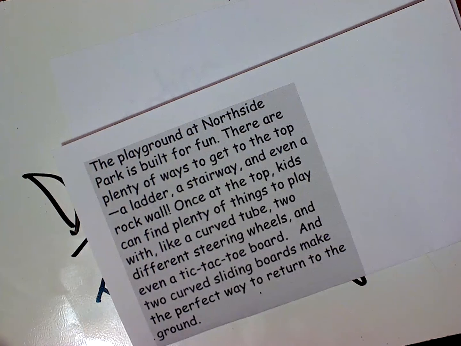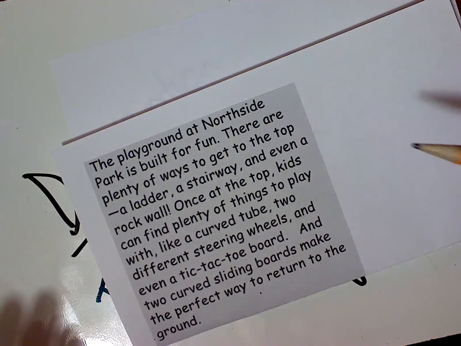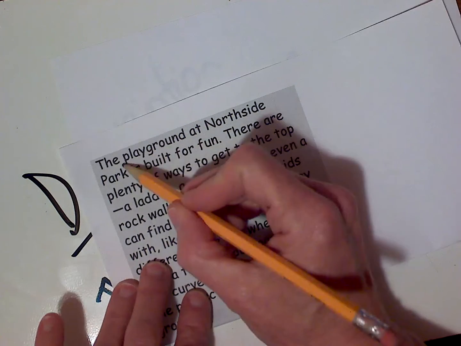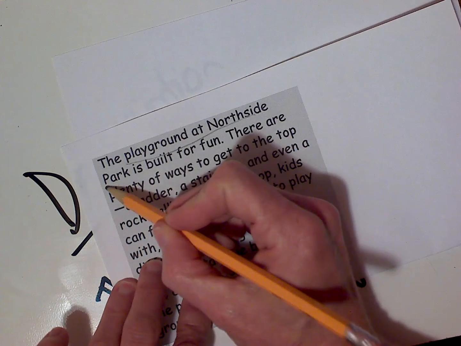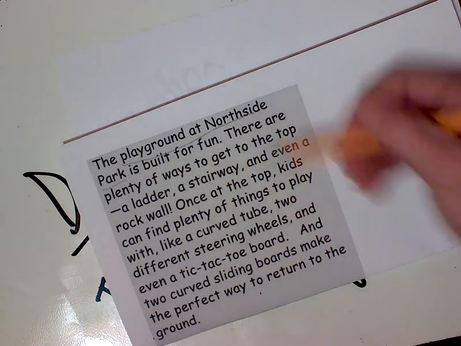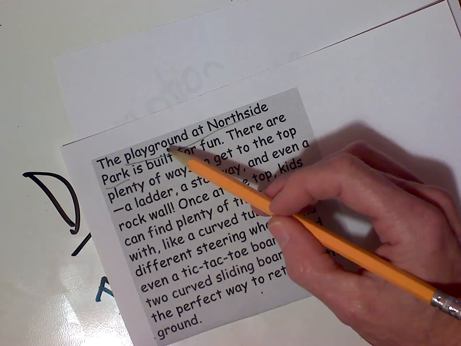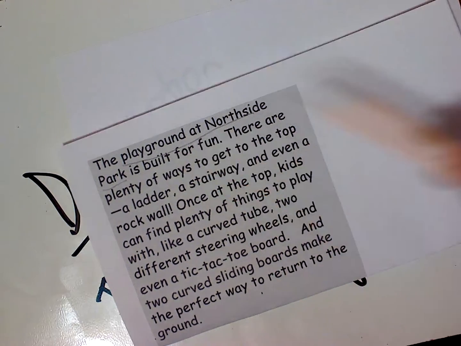This isn't telling us how to do anything. It's not describing a problem. All it's doing is describing the playground at Northside Park. And that's all there is to it. It gives us all of these details to support this one topic sentence, and it is all describing the playground.